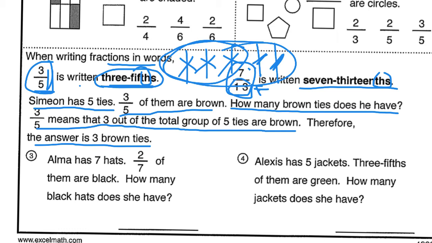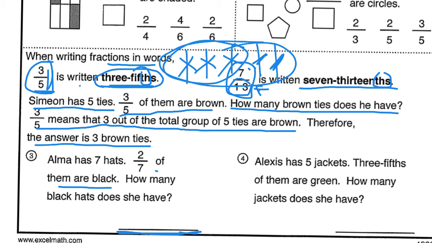All right, number 3. Alma has 7 hats. 2/7 of them are black. How many black hats does she have? You don't have to show your work on this, you just have to write the answer. Why don't you pause the video and see if you can write the answer down here with a label. If you didn't put a label and you turn the video back on, get that label on there.